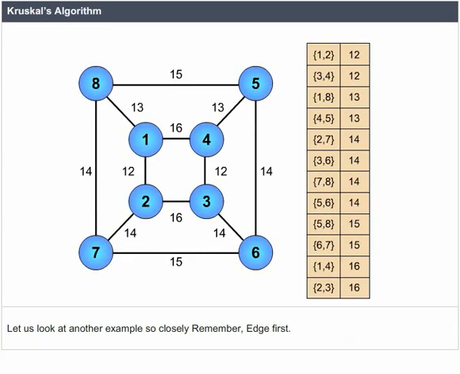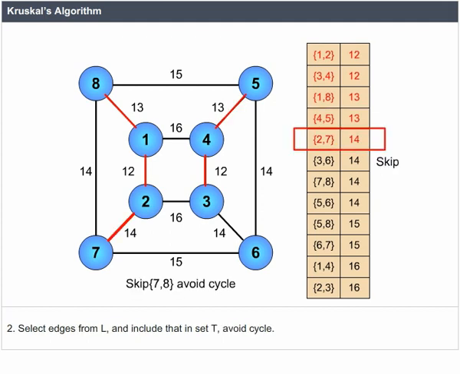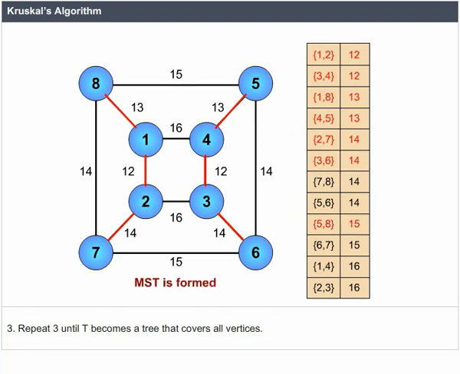Remember Kruskal's, edge first. 1. Arrange all edges in a list L in non-decreasing order. 2. Select edges from L and include them in set T. Avoid cycles. 3. Repeat step 2 until T becomes a tree that covers all vertices.